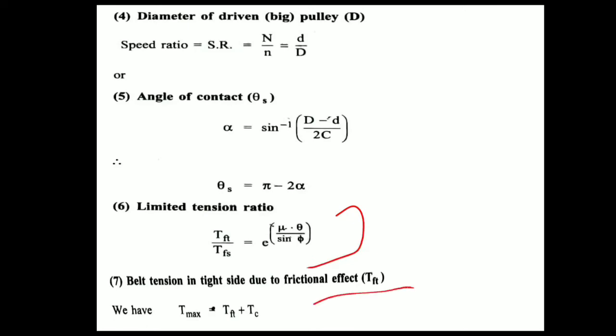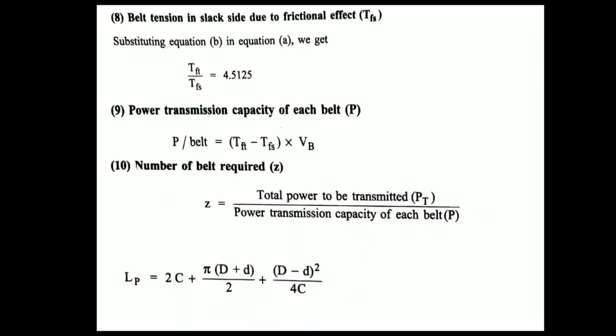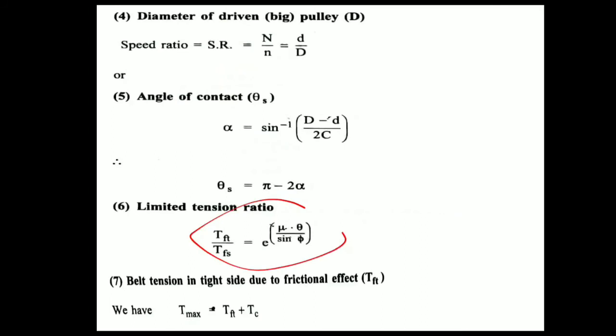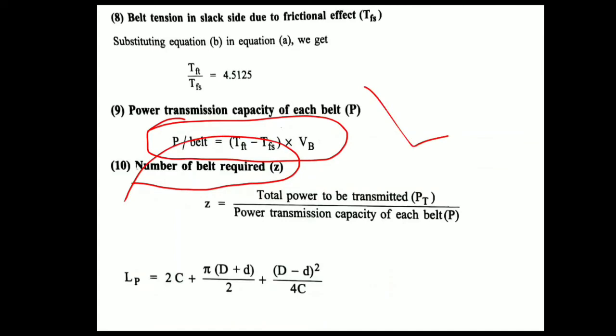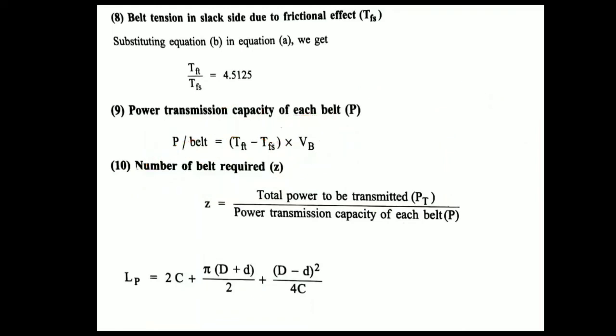Then belt tension, total tension T is equal to T1 plus Tc, that we know. Next formula is related to the ratio. They will give you the ratio, accordingly we need to compare it with e raised to mu theta. Then power transmission P is equal to T1 minus T2 into velocity, that we know. Now here an additional term is the number of belts required, because a V-shaped belt is not made in a single manufacturing process. So we need to join it and then it can be made. Therefore a number of belts are required in the case of the V belt drive.